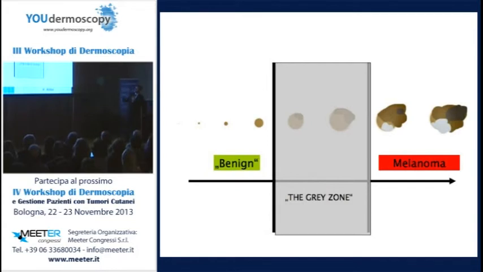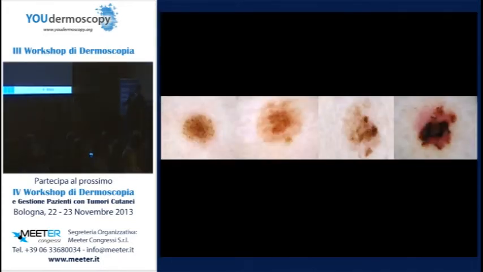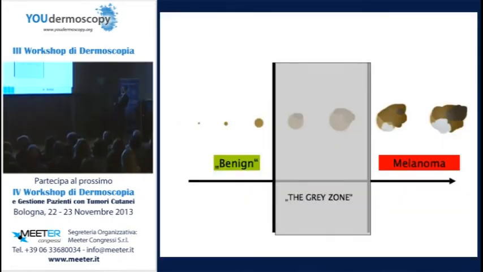But if you would ask this lesion here in the middle, what are you? Are you a melanoma or are you a nevus? The lesion would answer, I know what I am. I'm a melanoma or a nevus, you don't know what I am. You see, biology usually knows, but we have a gray zone in our mind. And this is what we call the gray zone, and it's purely morphologic.